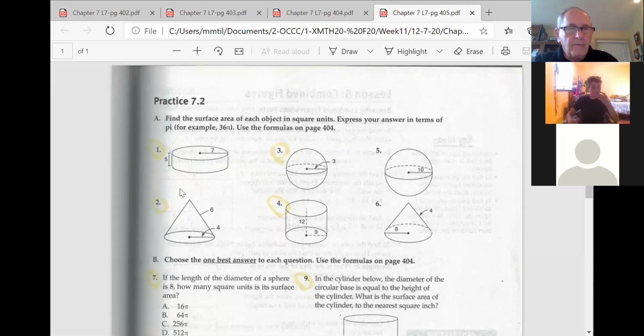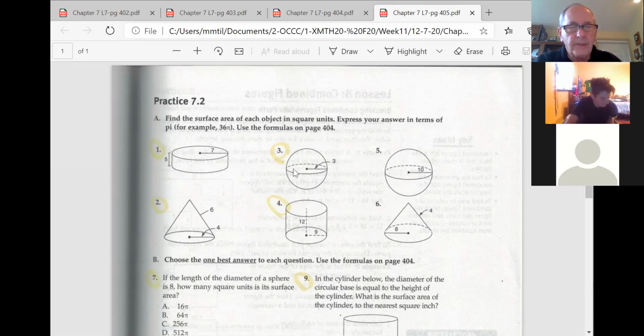Here's a surface area of a short cylinder, right? The radius is 5, the height is 5, or the radius is 7, the height is 5. So it's pi r squared for the top and the bottom, so it'll be 2 times pi r squared, plus the perimeter, which is 2 pi r. That'll give you the perimeter, and then times the height, and then you add them all up, and you get your surface area of the whole thing.